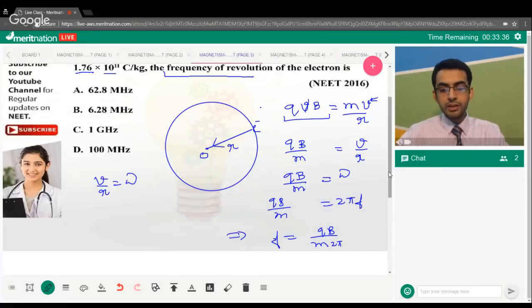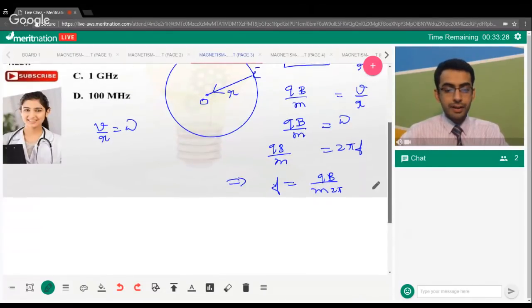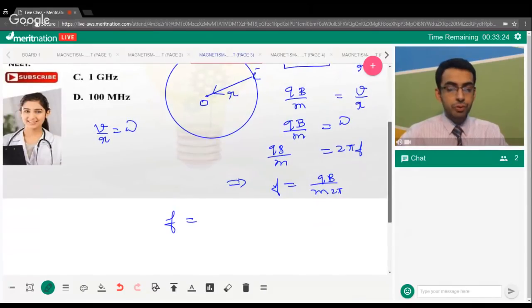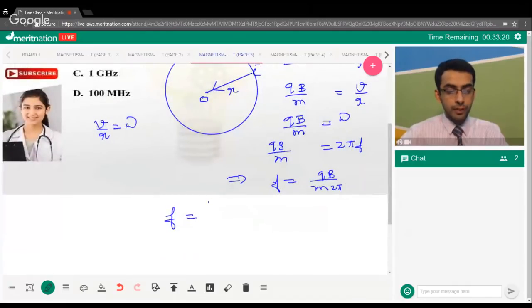So in the question, Q by m is given, B is given. So substitute the values of all this. You can get f equal to, now Q by m is given to be equal to 1.76 into 10 to the power 11.